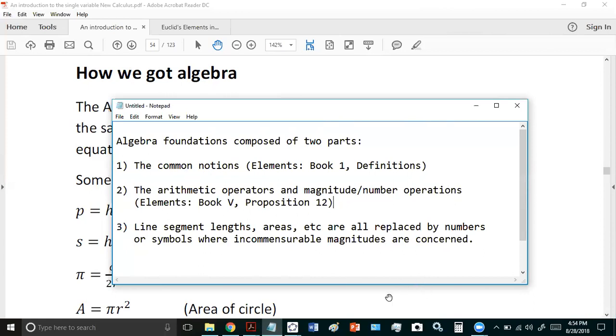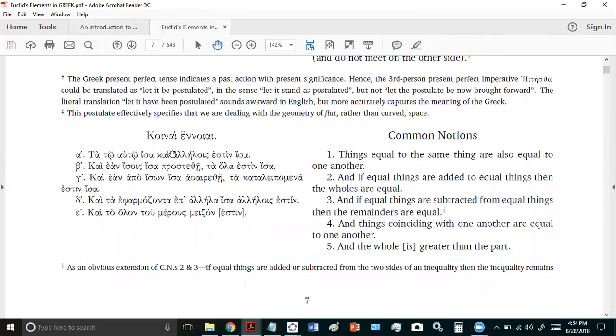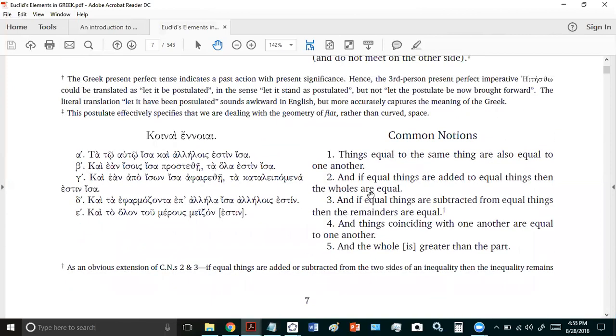So the first part, the common notions, let's just go there quickly. These are the common notions, koinai ennoiai. Okay, that's what it says there in the ancient Greek, and it literally means common notions. Now, these 5 common notions, I think there are only 5, if I'm not mistaken. Yes, there are 5 common notions, and they're actually the foundations of all mathematics. And they're very simple, in fact.